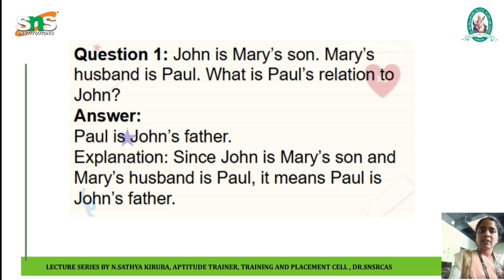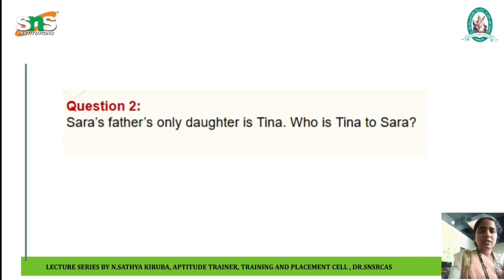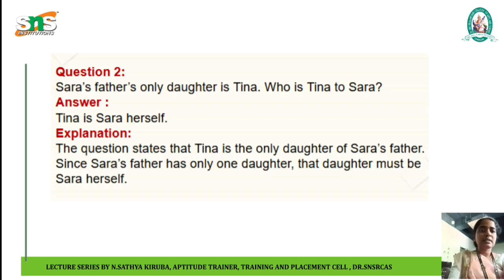It's obviously his father. Now, Sarah's father's only daughter is Tina. Who is Tina to Sarah? By the question itself we came to know Sarah's father has only one daughter. So Tina should obviously be Sarah. The other name of the daughter will be Sarah. So Tina is Sarah herself. The question states that Tina is the only daughter of Sarah's father. Since Sarah's father has only one daughter, the daughter must be Sarah herself.